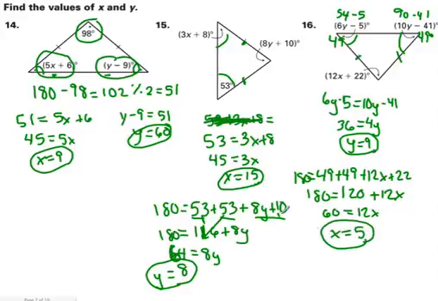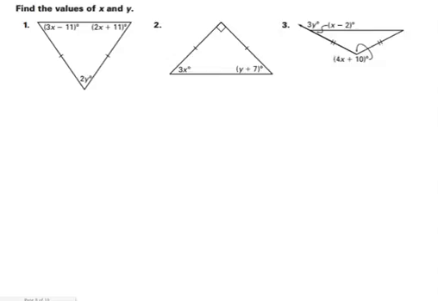So again, you're solving for two variables in these cases, and they can be a little bit more complicated. Sometimes you can't automatically set one angle equal to the other angle, but sometimes you can. So there's going to be a lot of variety in the problems that we have and what we're working with.